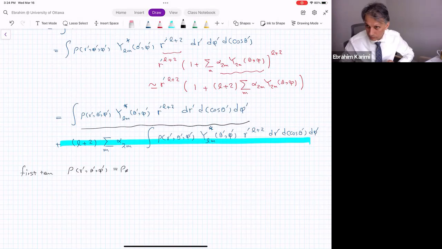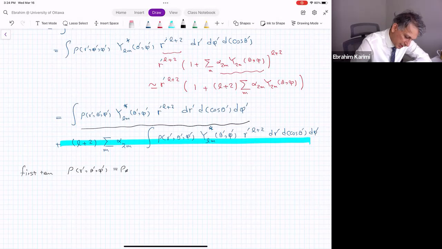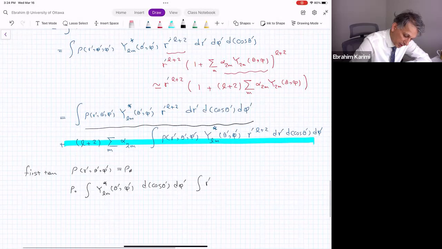They don't consider that it has a change in the charge distribution, where some places it's positive, some places it's negative, or some places it's zero. So we assume that this is a constant value. And then in a certain radius that we consider, this will be rho zero. And then it will be the integral of Ylm of theta prime and phi prime, d cosine of theta prime d phi prime, multiplied by the integral of r prime to the power of l plus 2 dr prime, because that is only a function of theta prime and phi prime, and that is a function of r prime.